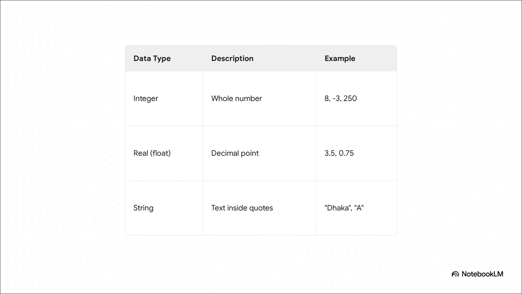First up, an integer. This is a solid whole number, like 8, -3, or 250. No decimals allowed. If you do need a decimal point, like for money or measuring something, you use a real number, which is also known in Python as a float. Think 3.5 or 0.75. Finally, we have a string. A string is just text, literally a string of letters, and it is always wrapped up inside those speech marks we talked about, like the word DACA.